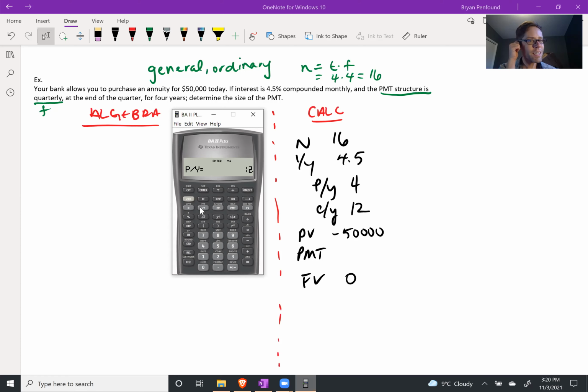So Fiona, there's no indication that there's going to be some money left over in the account. So yeah, we're assuming that after 4 years, we've withdrawn all of the money. We've accepted all of the possible equivalent payments that we can. So that's why we take FV equal to 0.